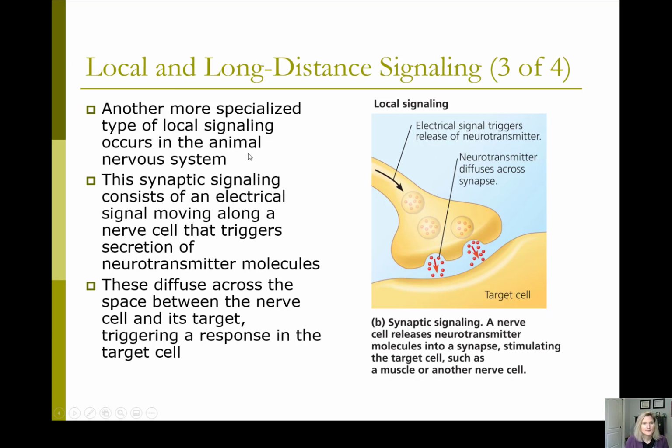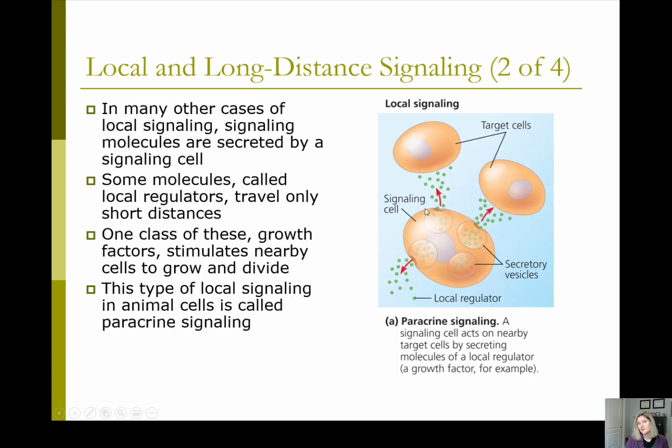Okay, so this is an example of synaptic signaling, because we're using a neuron, and that's going to be some sort of electrical signal. That's a little different from paracrine signaling, which is just between two cells and it's not electrical.